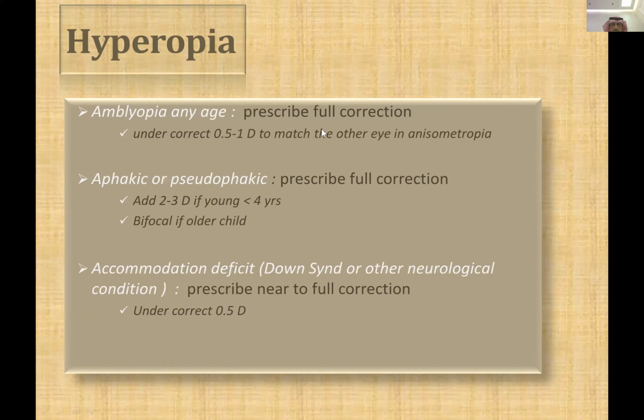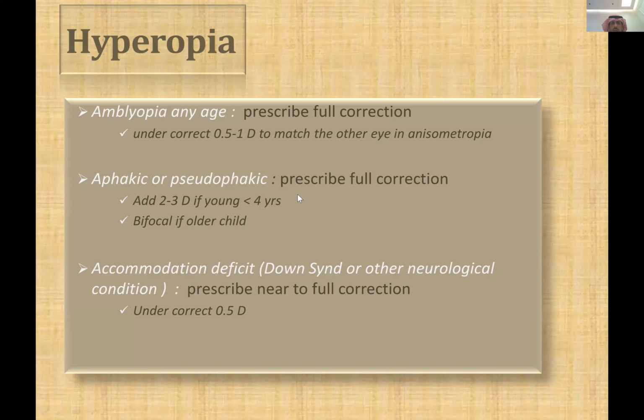Any patient who is amblyopic, you should give full correction regardless of age. You can undercorrect 0.5 or 1 diopter to match the other eye in anisometropia. For example, if you have a child with anisometropia, one eye is +5, the other eye is +2. If you give him +5 and keep the anisometropia difference and give him +2 in the other eye, he might be blurred in the normal eye and might not accept. So what you can do is decrease half diopter, 1 diopter of the amblyopic eye and keep the anisometropia difference, and then you give him +4, +4.5, and the other eye +1 or +1.5.